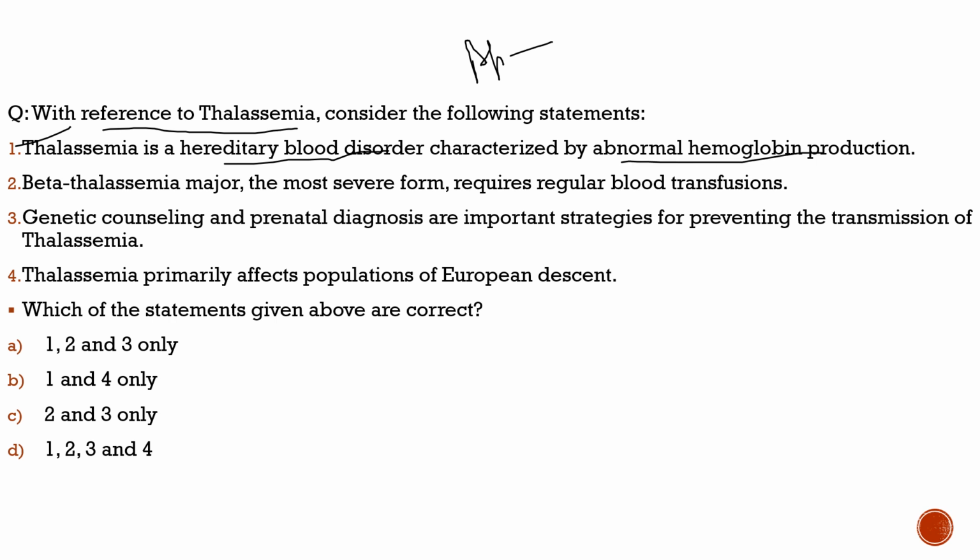Second statement: beta thalassemia major, the most severe form, requires regular blood transfusions. 100% correct. Please remember that. You don't have to become a doctor here, but please remember the important points related to it. Third statement: genetic counseling and prenatal diagnosis are important strategies for preventing the transmission of thalassemia. 100% correct. Fourth statement: thalassemia primarily affects populations of European descent. No, Mediterranean descent, South Asia and so on, not European. So the fourth statement is incorrect. The proper answer would be option A, that is, statements 1, 2 and 3 are correct.